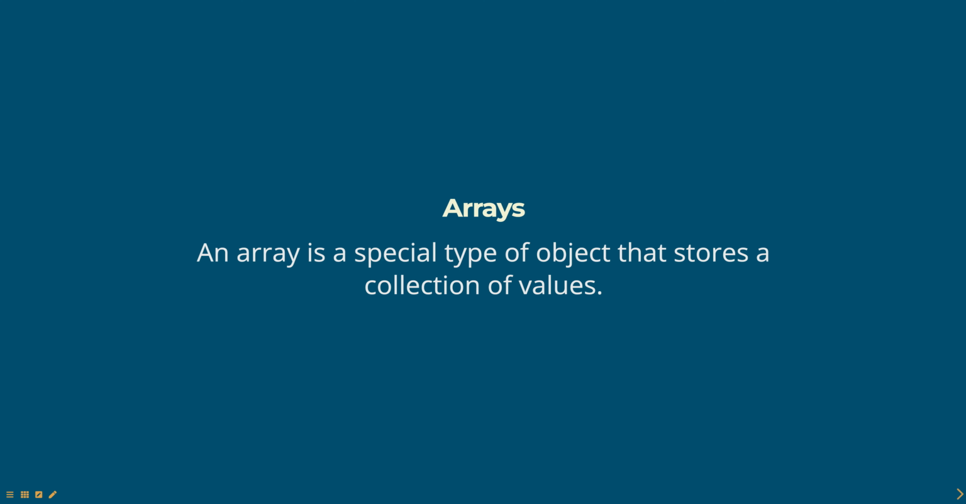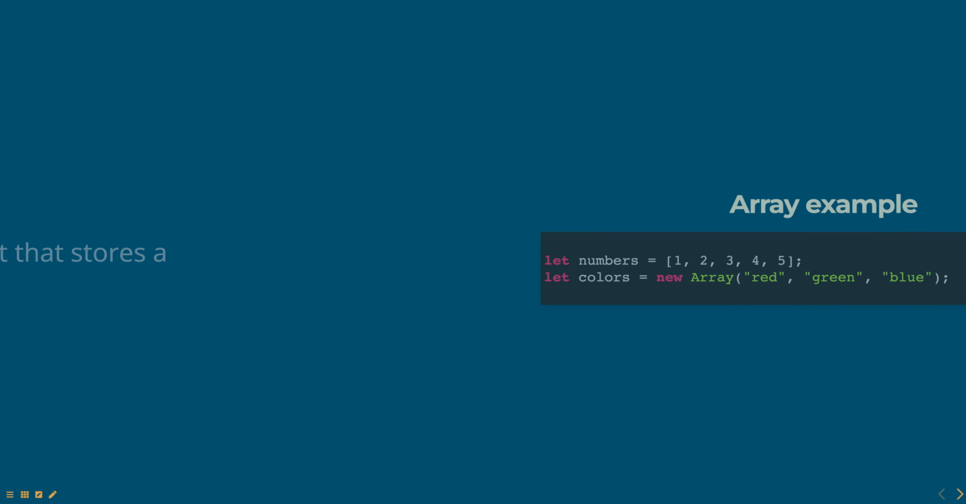In JavaScript, an array is a special type of object that stores a collection of values. Arrays are used to store a list of items such as numbers, strings, or other objects. Each value in an array is called an element, and each element has a unique position or index starting from 0. You can create an array in JavaScript by using the square brackets or the array constructor.